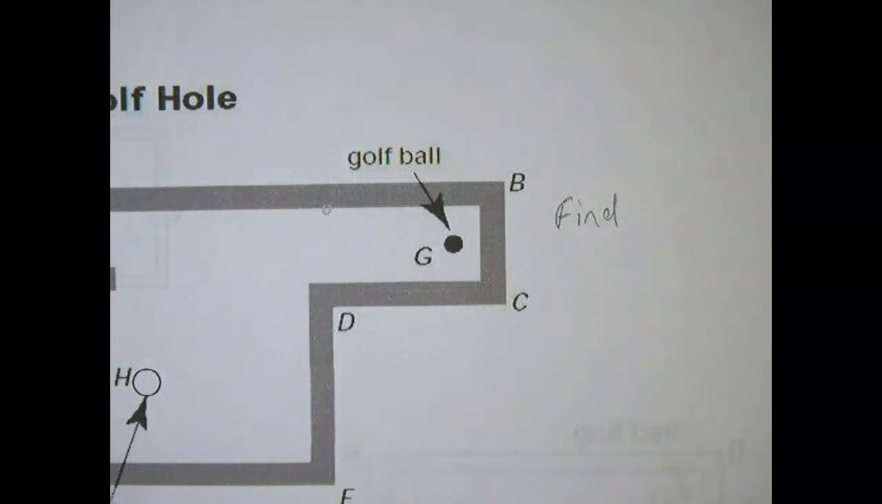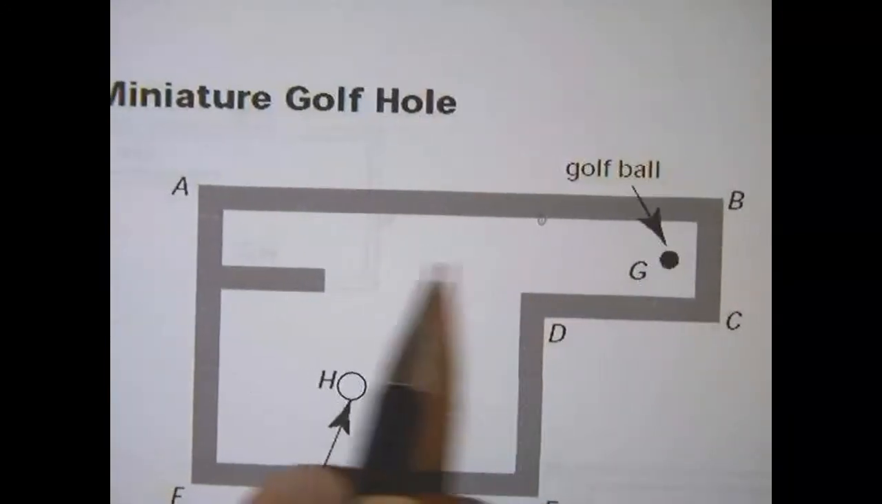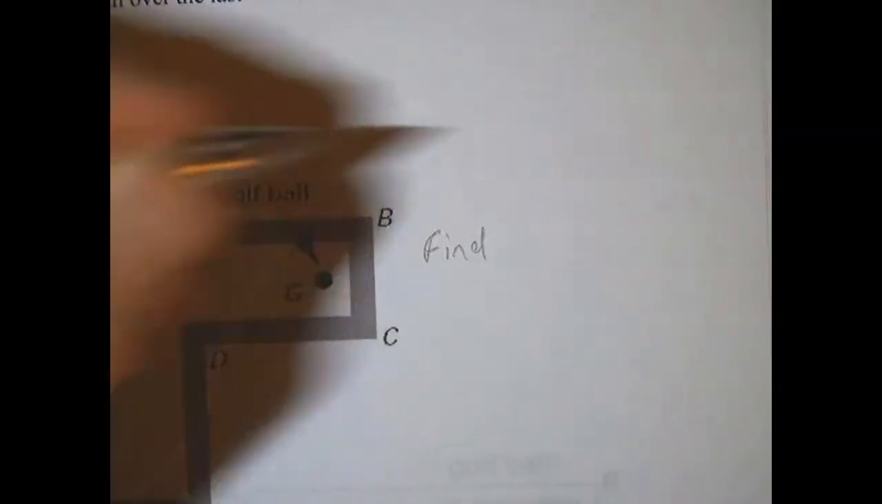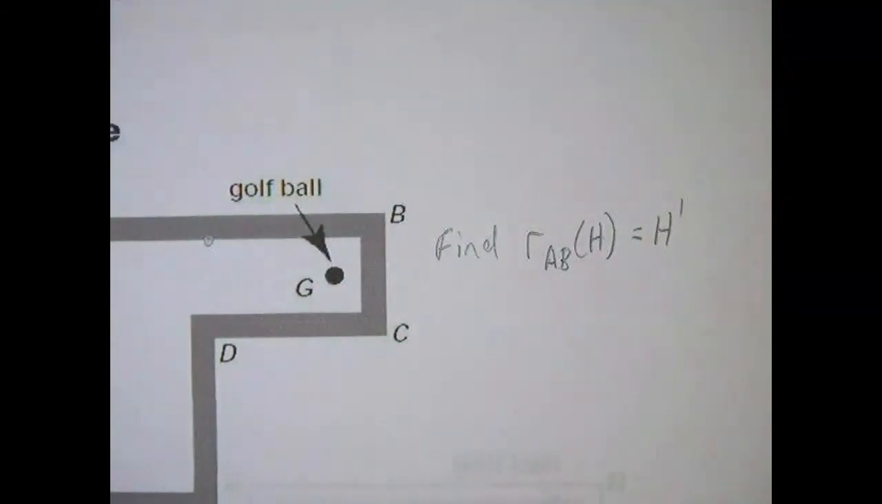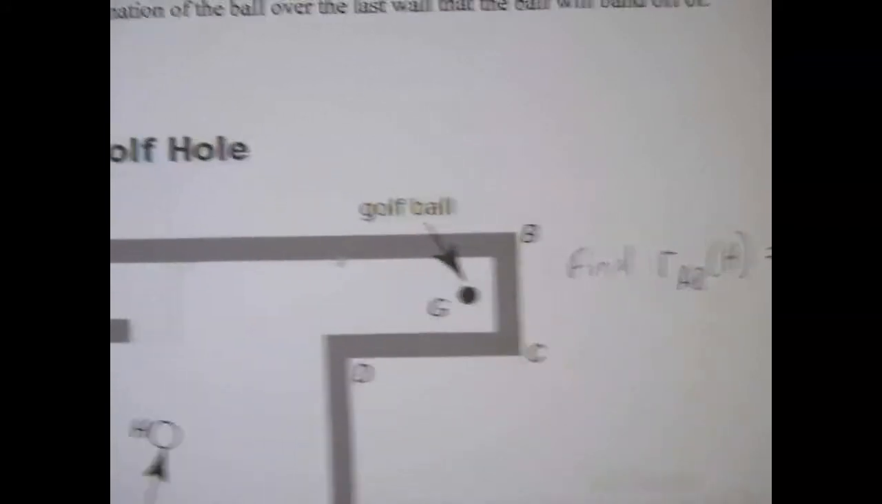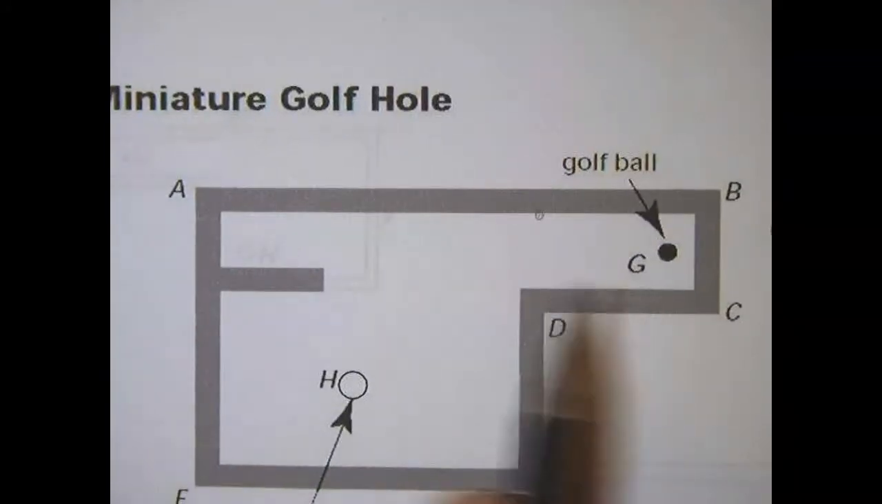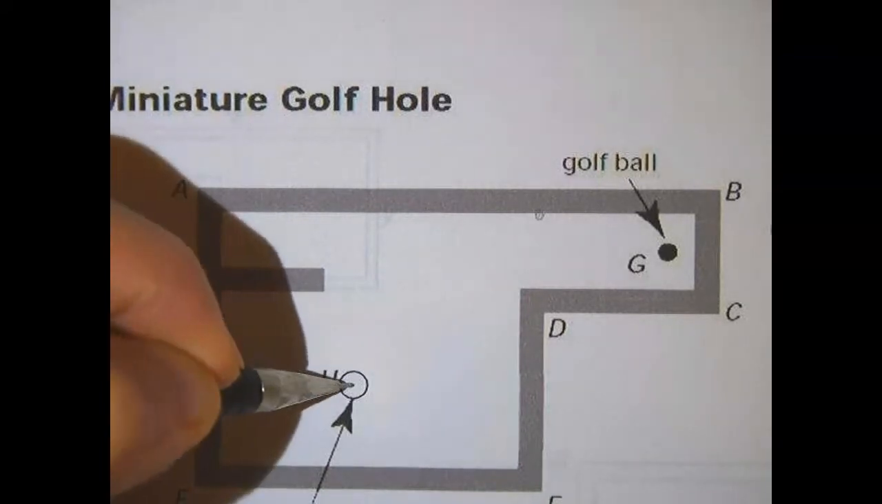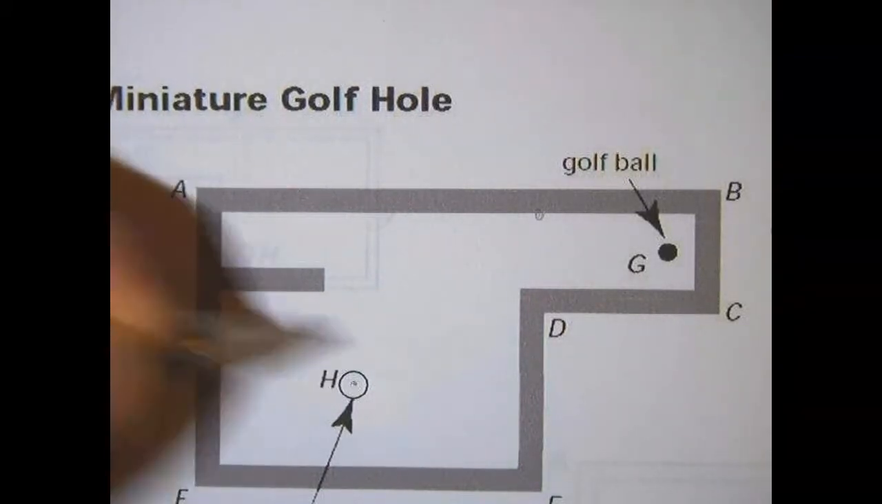H prime will be the reflection over this line AB. So we're going to find the reflection of H over AB, and that's going to give us H prime. So we're going to reflect the hole over the wall that we're trying to bounce the ball off of. Here I'm always going to go with the very center of the hole.